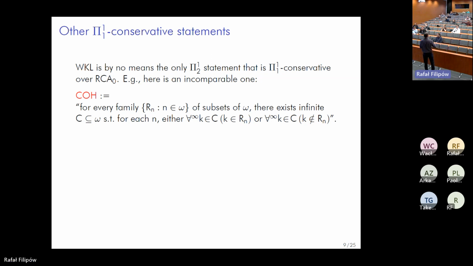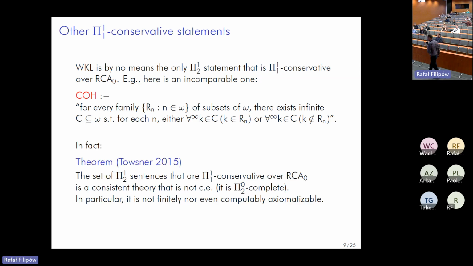And it also goes beyond computability as well, but it doesn't provide any new information about numbers. It's Π^1_1 conservative. And in fact, there is a result by Henry Towsner that if you consider the set of Π^1_2 sentences such that adding them to RC0 doesn't provide any new Π^1_1 consequences, that is, the sentences that are Π^1_1 conservative over RC0, all these things are mutually consistent with one another. So you can take them all and that's a consistent theory.